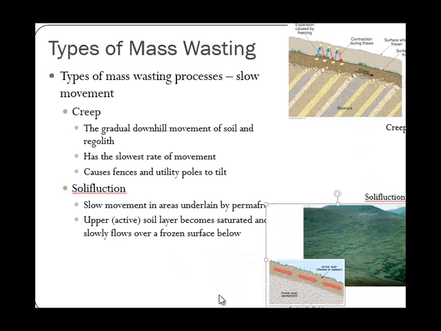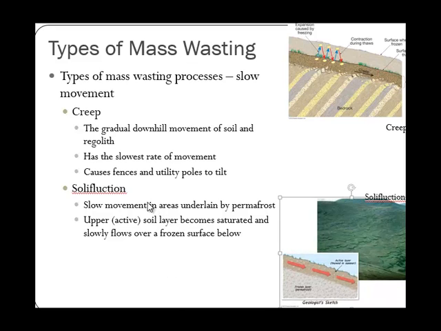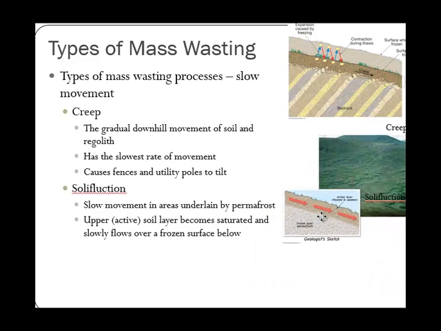Okay, then you have solifluction, which means very slow movement. This is the slowest one, in areas underlain by permafrost. Permafrost means permanently frozen ground, like in the tundra, at least areas that are very cold. The upper layer becomes saturated and slowly flows over the frozen surface below. In this little diagram, you have this area that is permafrost, which means it's always frozen. The layer on top of it that's not frozen, if it's a hill, can slowly move down the hill over it.